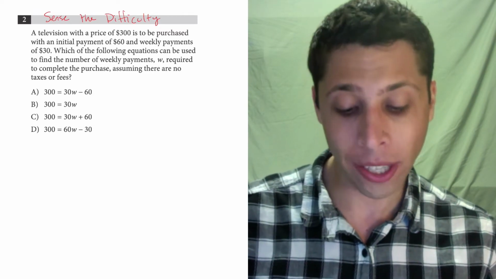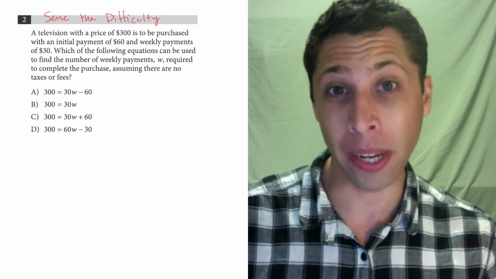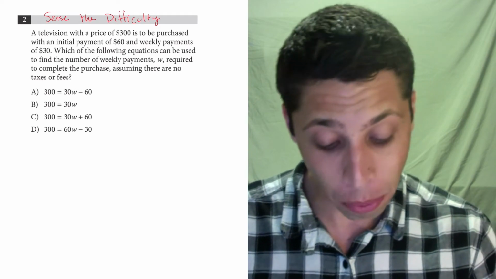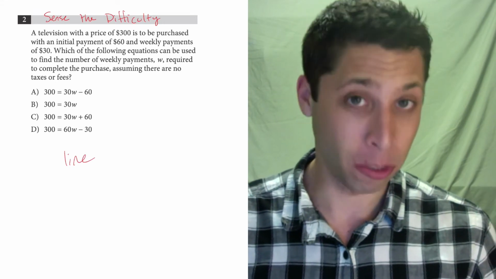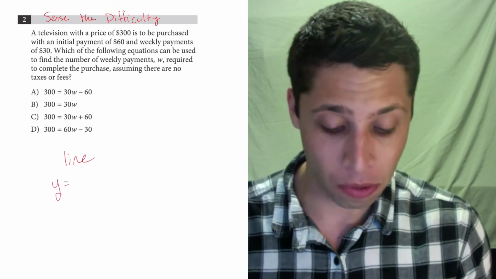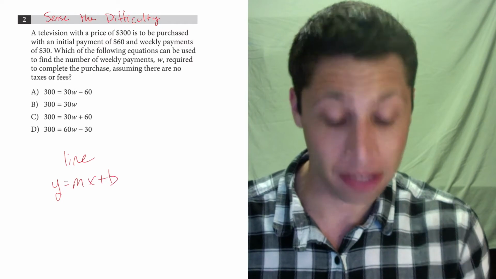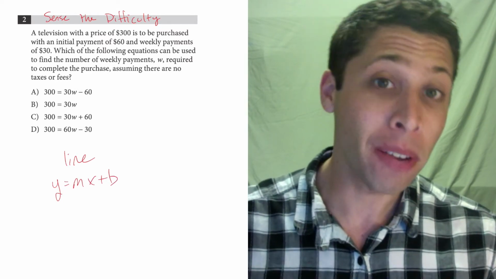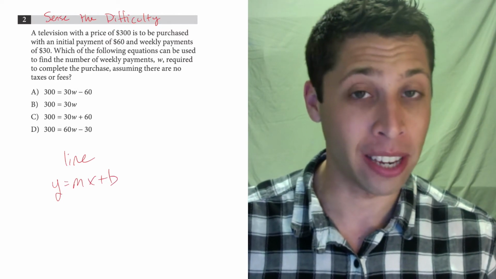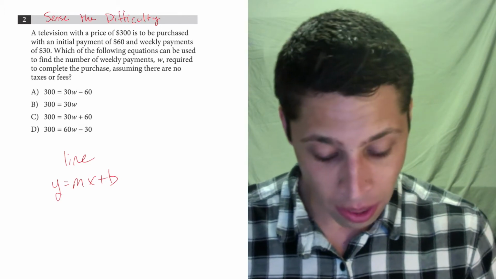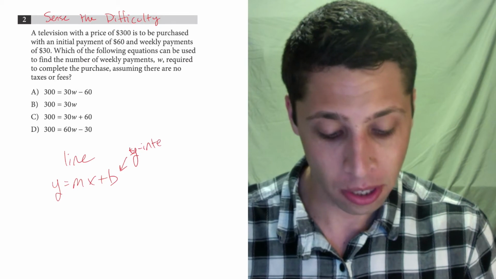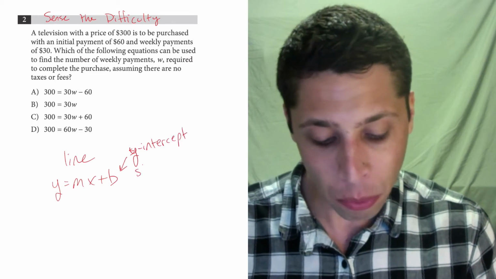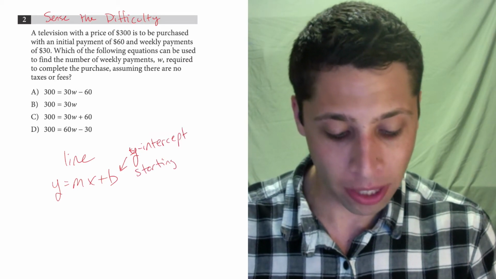These are all equations. We have one variable, but it doesn't have any exponents, so that probably means we're dealing with a line. And if we know that we're dealing with a line, we should always think in terms of y equals mx plus b. And when we have a story, y equals mx plus b takes on kind of new roles. The b part, the y-intercept, is now going to be more like a starting point, right?